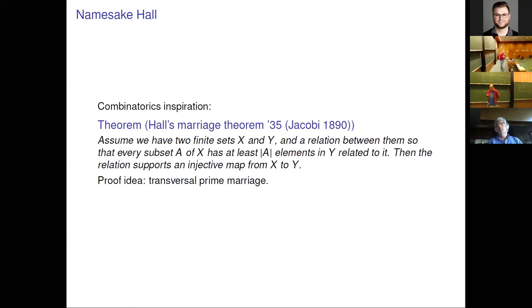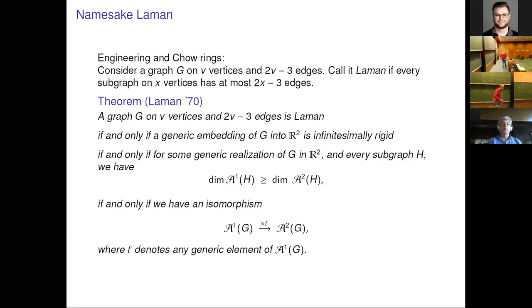The other thing is a theorem from engineering. This is the other namesake, like Thompson. It deserves explanation because it's actually a theorem in algebraic geometry that engineers were interested in. So you might know that in architecture, it's kind of beneficial if your building is somewhat stable.